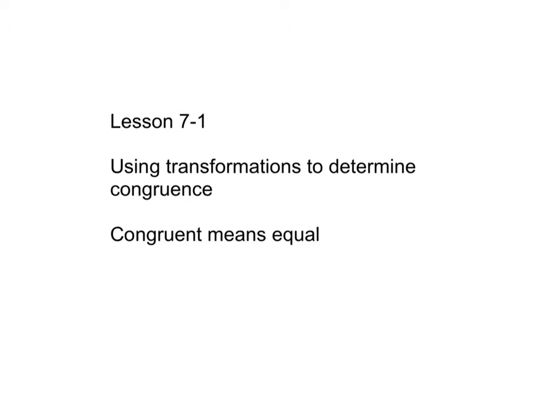Alright everybody, here's the first one. We are looking at lesson 7-1. We're going to use transformations to determine congruence. Remember everybody, congruent means equal. So the two shapes you're looking at have to be exactly equal to be congruent.